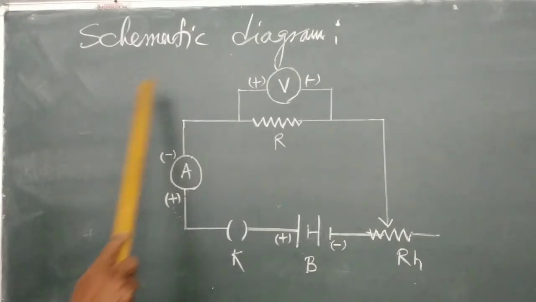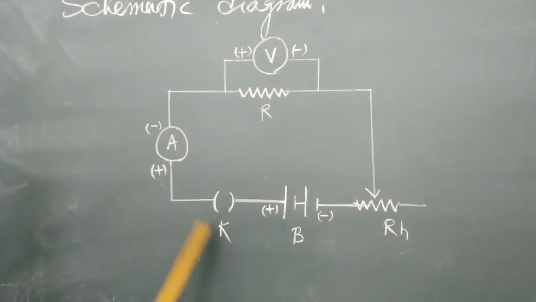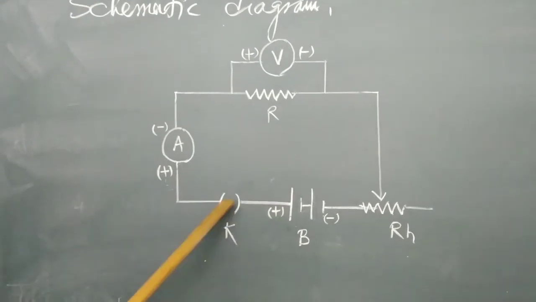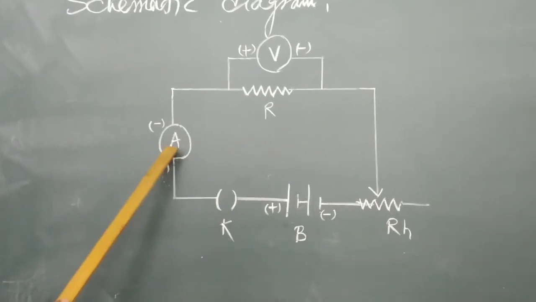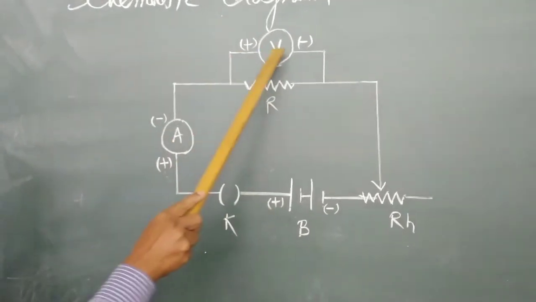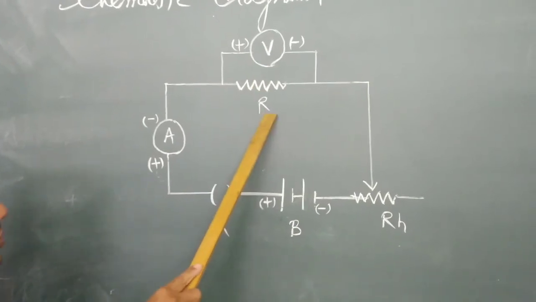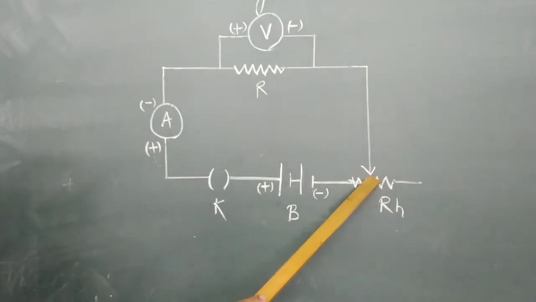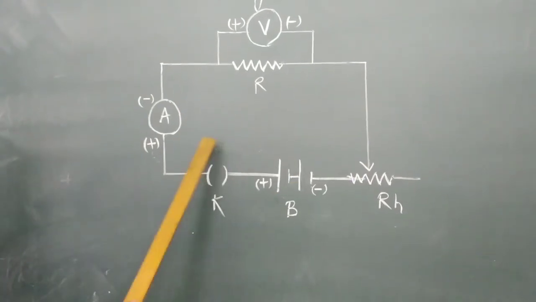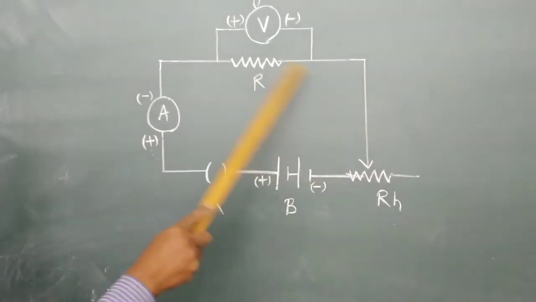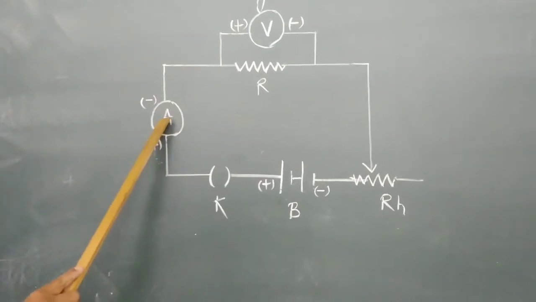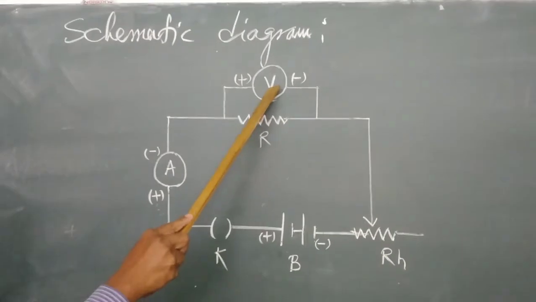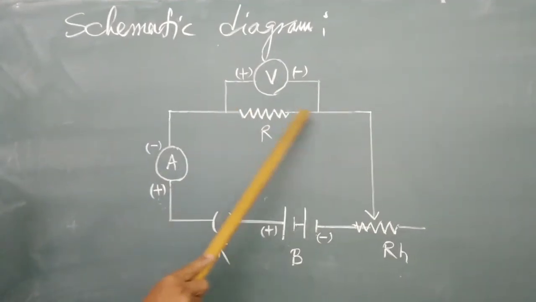This is a schematic diagram of the setup. Here V is the battery, K is the key, which is in open position, A stands for ammeter, V stands for voltmeter, R is the resistance, and RH means rheostat, where we can change the resistance in the circuit. By changing the resistance in the circuit, we can change the strength of the current as well as the voltage, meaning the potential difference between the two ends of the conductor.